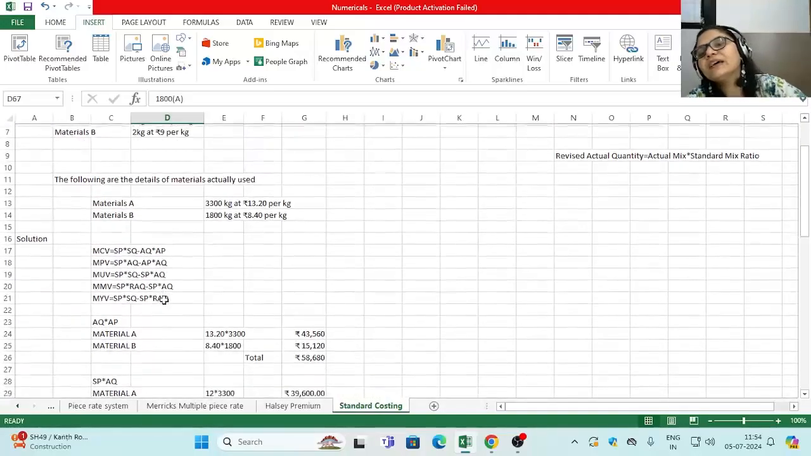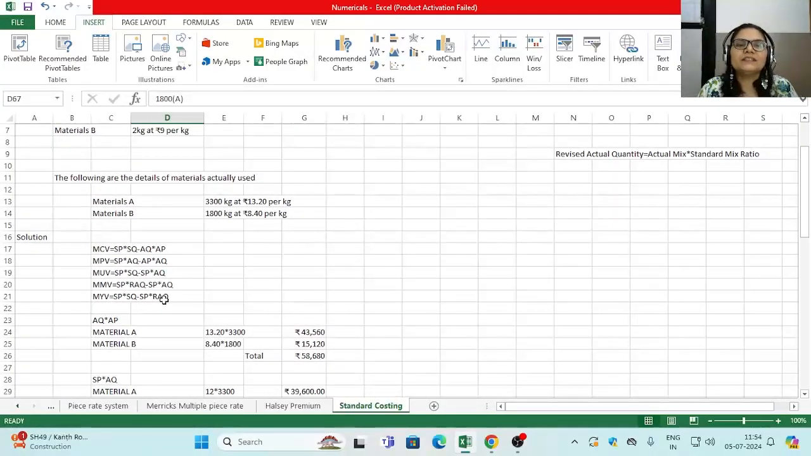So in this way you can understand that it is a very extensive calculation while solving questions related to standard costing, but we need to understand the tricks by which we can simplify our calculations and justify the problem.